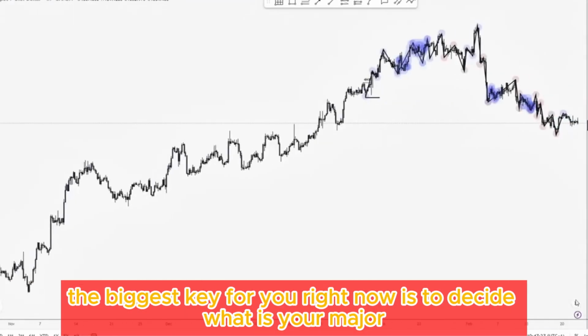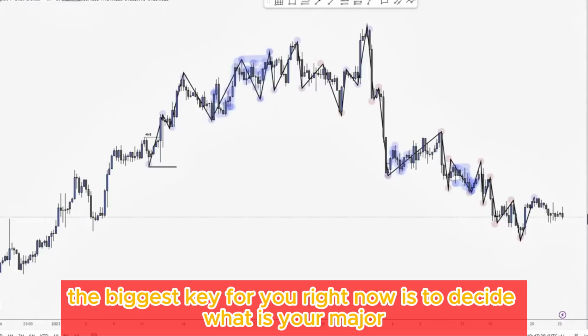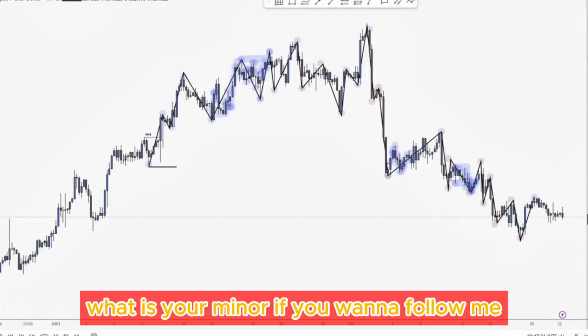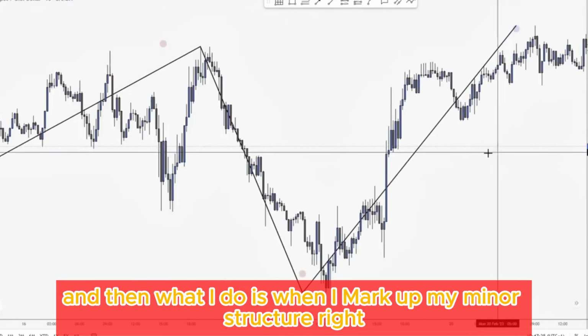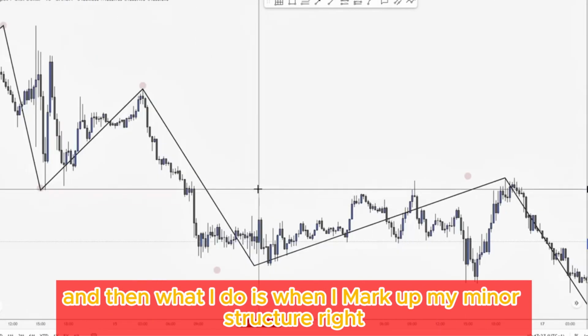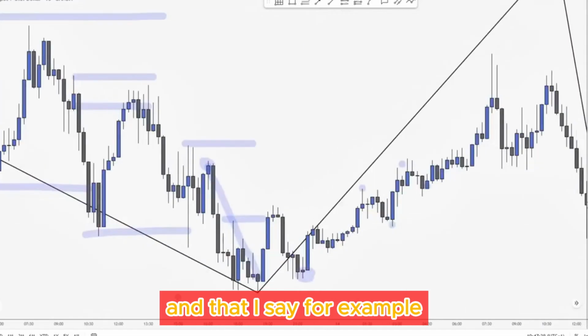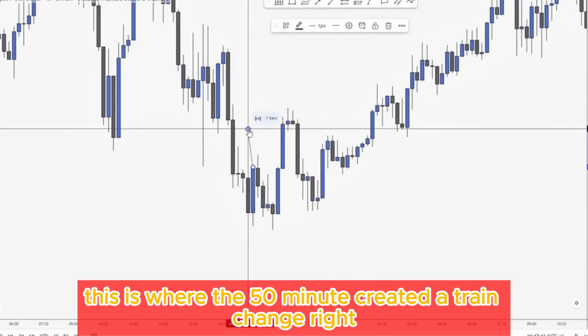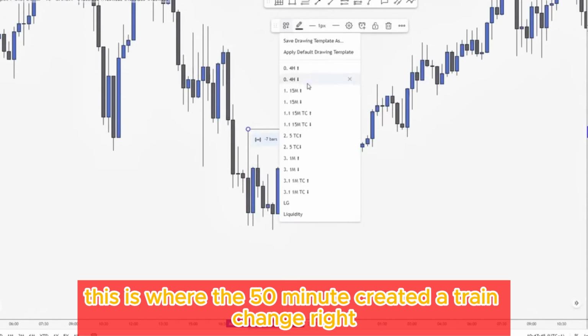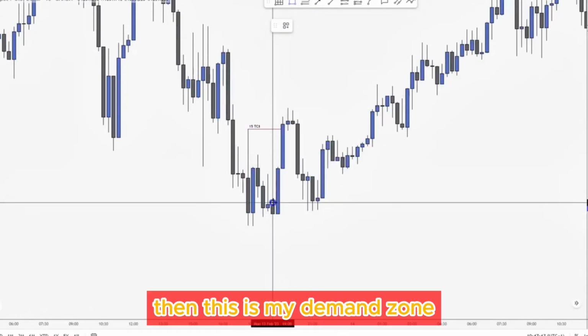The biggest key for you right now is to decide what is your major, what is your minor. If you want to follow me, my major is the 4H, my minor is the 50-minute. And then what I do is when I mark up my minor structure, right? And then I say, for example, okay, if I just delete everything, this is where the 50-minute created a trend change, right? Then this is my demand zone.